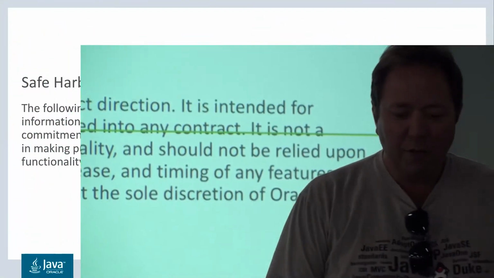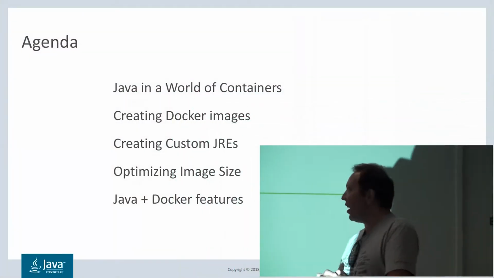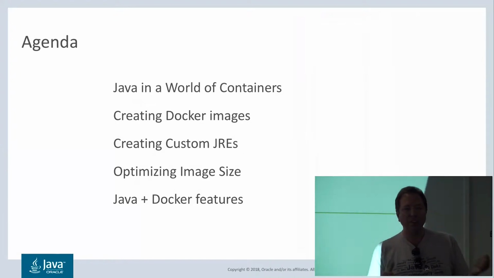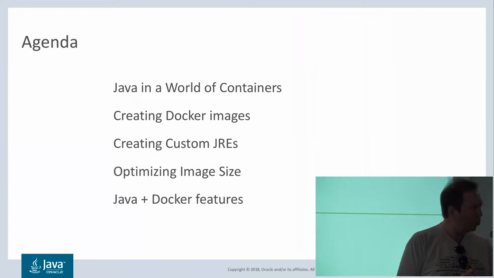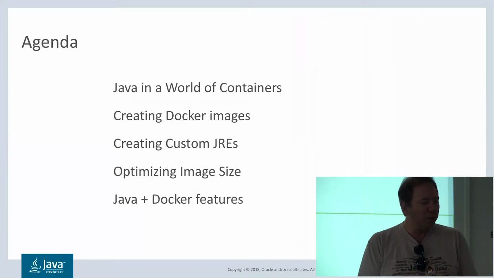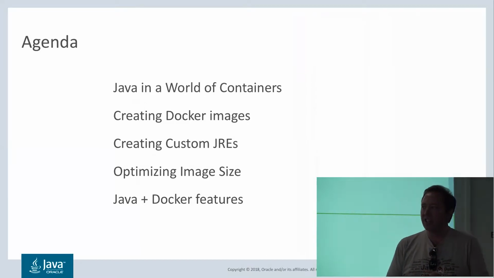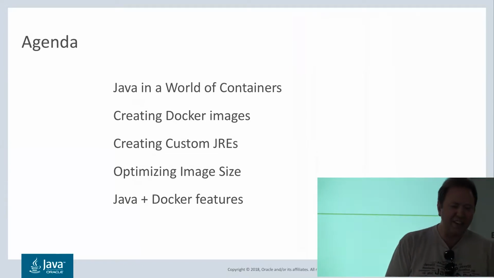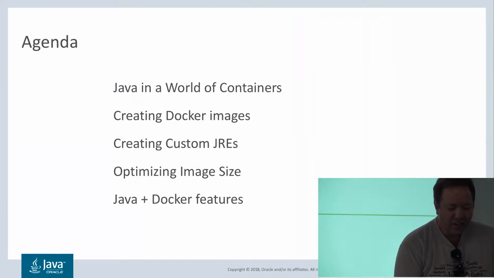Safe harbor slide, everything I'm about to say is a lie. Here's the agenda. I'm going to talk about containers and Java. I'm going to talk at a high level about Docker, but since we covered part of it, I'm going to try to keep that part short. I'm going to talk a bit about creating custom JREs. This is new functionality that we introduced in JDK 9, also known as Jigsaw. It does gel pretty nicely with Docker and containers in general.